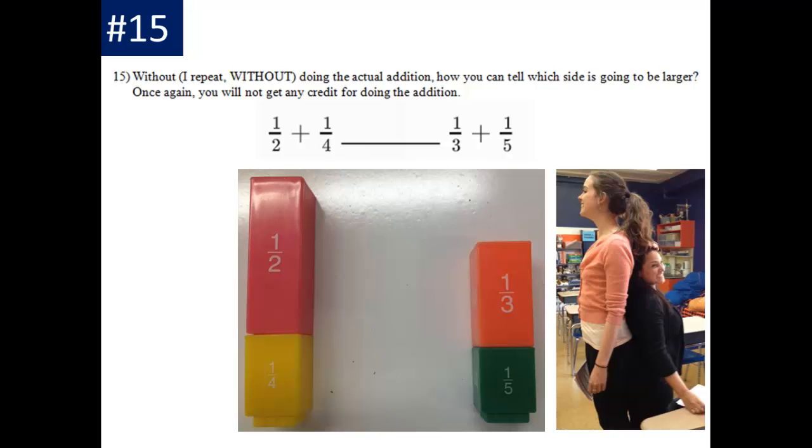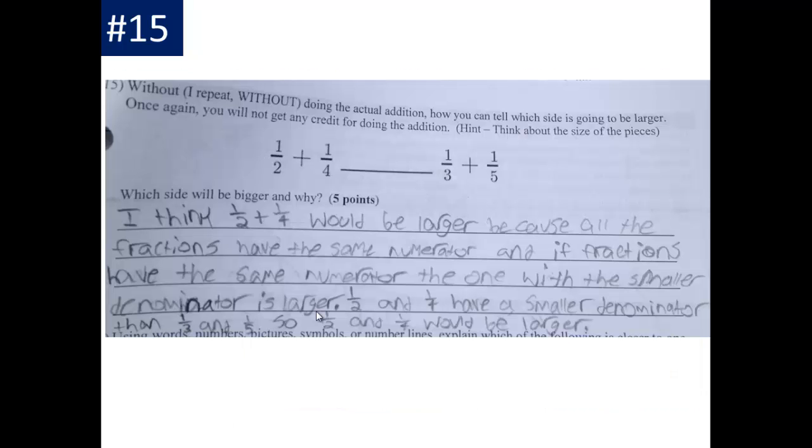1/2 plus 1/4 is larger, and you didn't need to add to prove it. You just needed to recognize something about the size of the pieces that this next example explains perfectly. It says, I think 1/2 plus 1/4 would be larger because all the fractions have the same numerator. And if fractions have the same numerator, the one with the smaller denominator is larger. That is so super important.